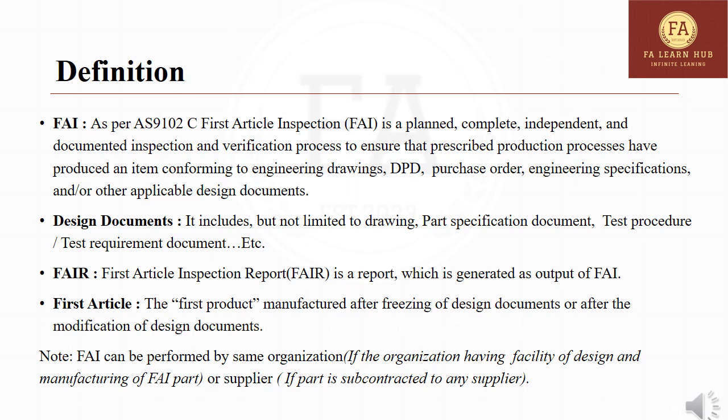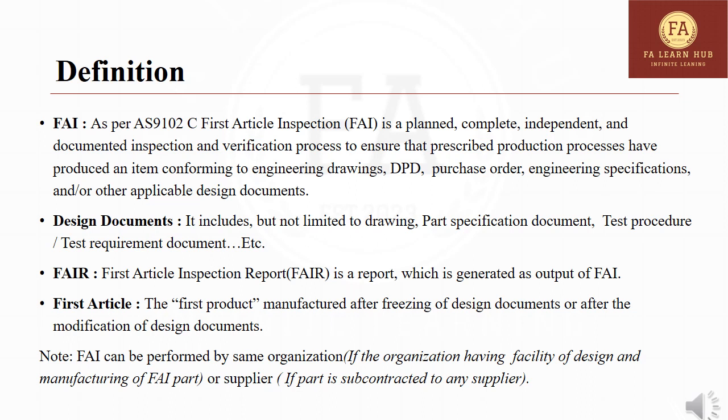What is meant by FAIR? FAIR is a first article inspection report. It is the report generated as an output of FAI, first article inspection. Next, what is meant by first article? The first product manufactured after freezing of a design document, or after modification of a design document, is called the first article. What is meant by freezing?